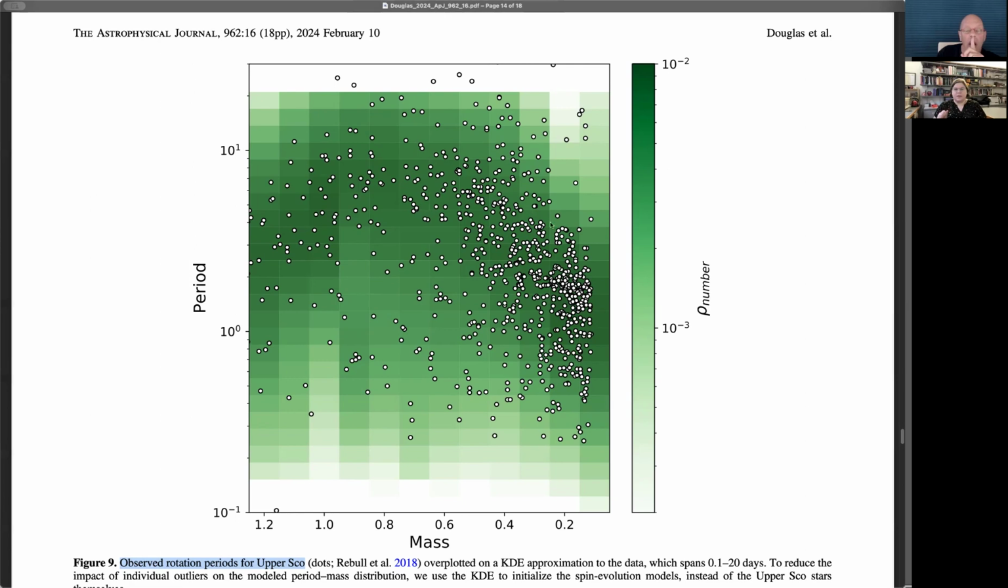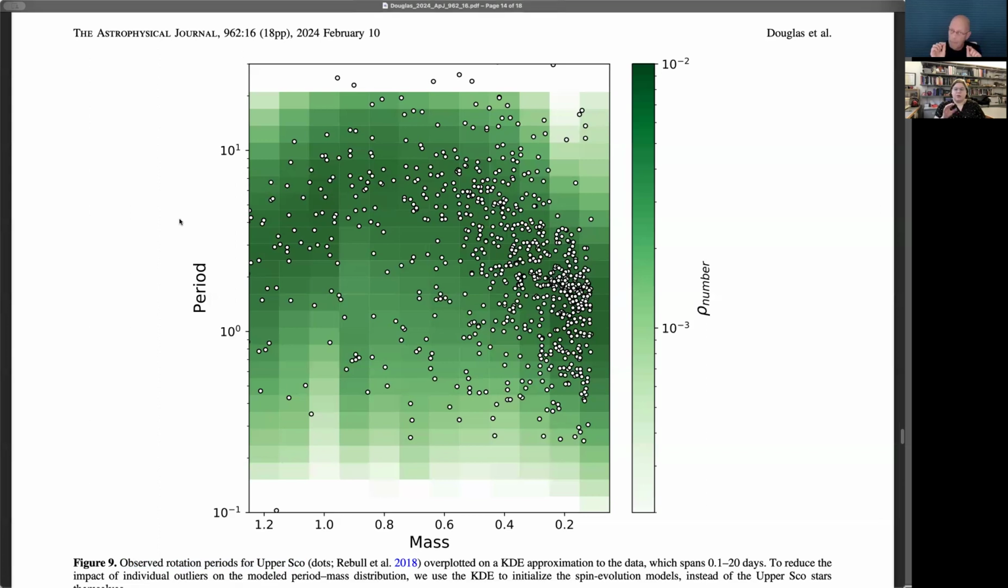Cool. I'm with you. And I don't think I have a good illustration of this. So we created 3 models. All of them have the same initial condition. We put Upper Sco at 8 million years. So this should be after disks are mostly gone. And so that's our starting point.